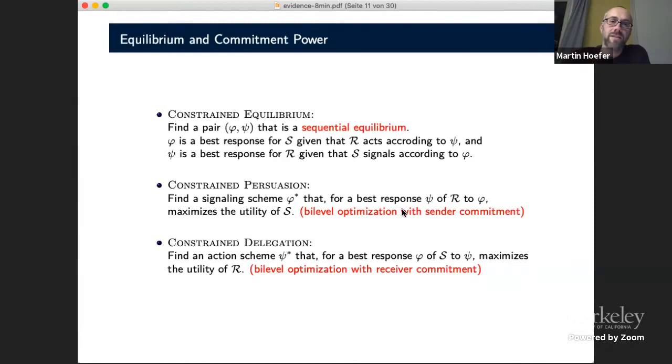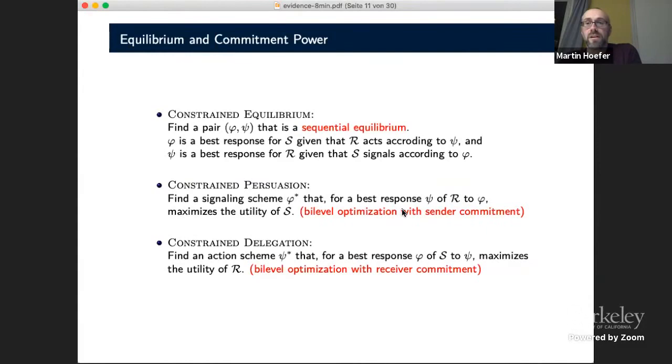Then we also study two scenarios with commitment power. Commitment power means that you have one agent who commits to a certain behavior, goes through with it, and anticipates the response of the other. So it's not necessarily an equilibrium, but more like a bi-level optimization problem. The sender says, okay, this is the way I signal, anticipating the best response of the receiver, trying to maximize its utility. The same could be true for the receiver. He says, this is the action scheme I'm going to take, anticipating what the sender is sending me in terms of information and signals, and I'm picking it to maximize the result.